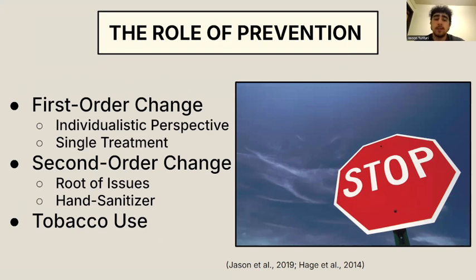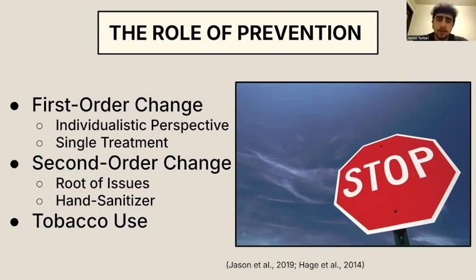Well, let's start small, like preventing the spread of the flu in school. For example, a school nurse treating a child who just caught the flu, that'd be first order change. It helps that specific child, but it only helps that specific child. It doesn't stop the flu from spreading across the school.